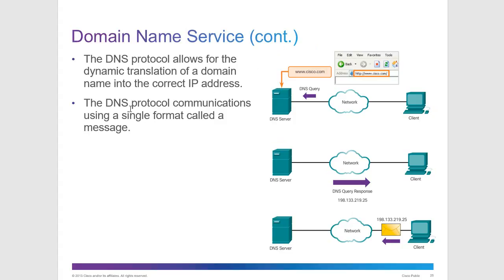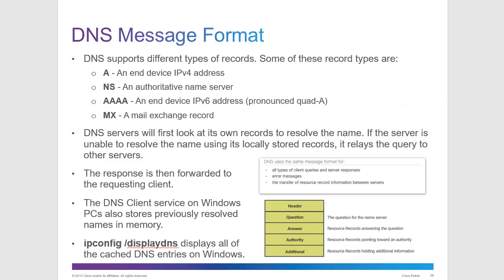Okay, so this is a DNS protocol. Communications use a single format called a message. So a DNS message is sent out, and a DNS message comes back. DNS supports 4 different types of records. You've got your IPv4, which is just an A. You've got an authoritative name server, which is an NS. You've got your quad A, yes, pronounced quad A, which is for your IPv6 addresses. You've got MX for your mail exchange record. Okay, so those are the types of records that are supported.